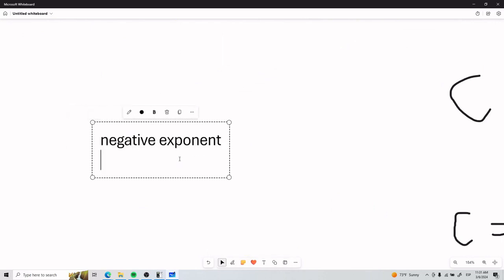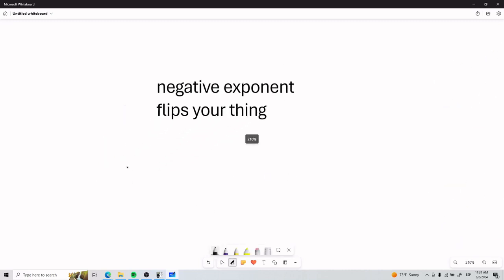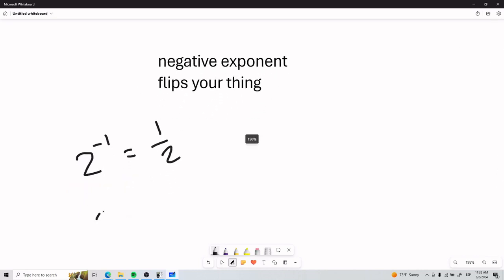The negative exponent flips your thing, because it can be a variable, it can be a number, it flips your thing. See? Example. 2 to the power of negative 1 is going to be 1 over 2. 2 to the power of negative 2 is going to be 1 over 4.